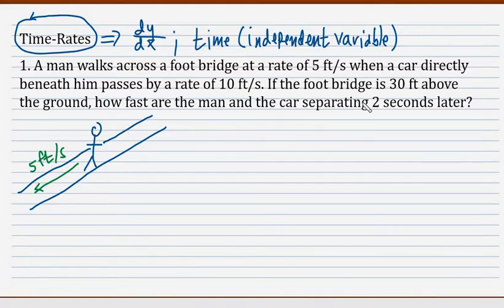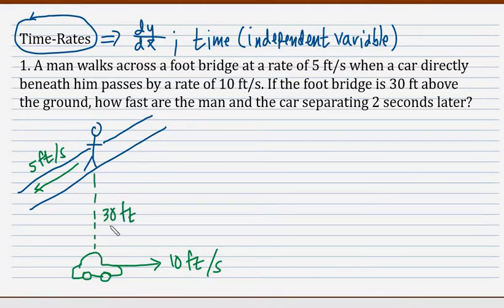Of course, the problem says the footbridge is 30 feet above the ground, so let's draw that. So we have here a car, and it is traveling at 10 feet per second. The car and the man are initially 30 feet apart. So how fast are the man and the car separating after 2 seconds?